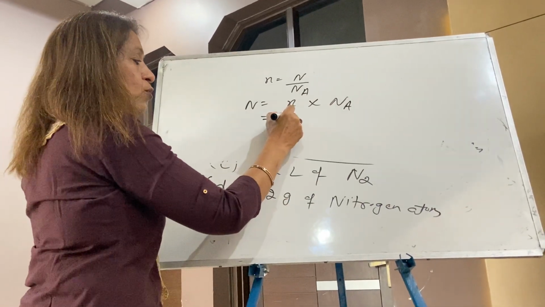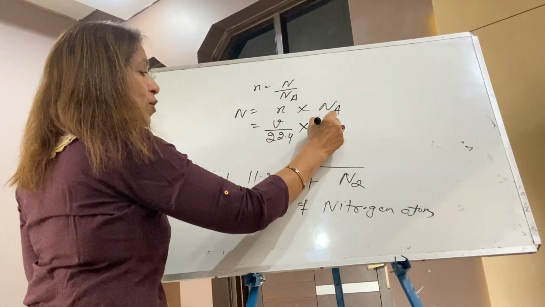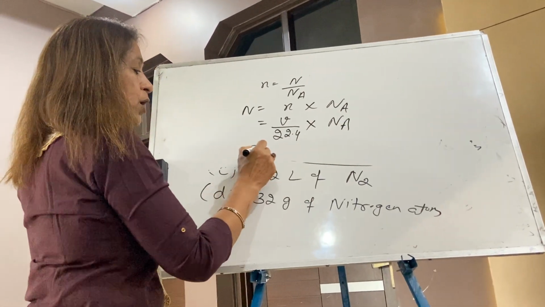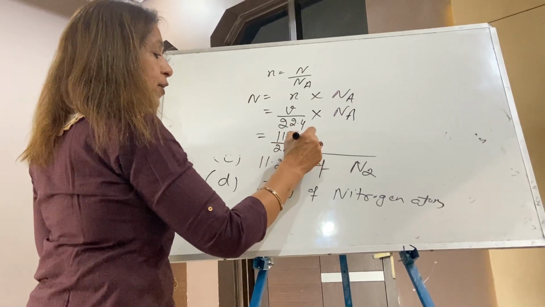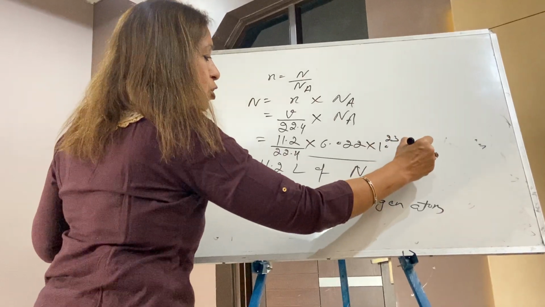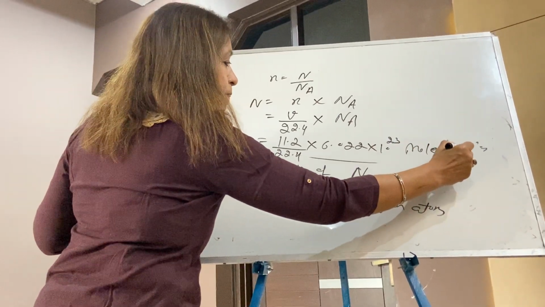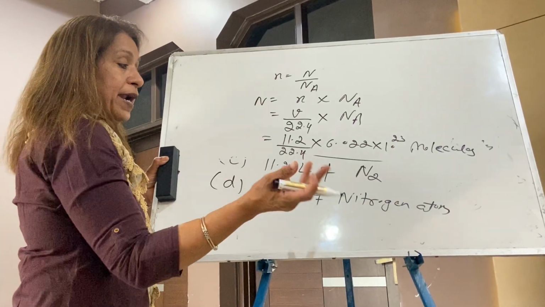Liters. Substitute the formula of volume. n is volume by 22.4 liters into Avogadro's number. n is 11.2 by 22.4 into 6.022 into 10 raised to power 23 molecules. Because it is nitrogen, and nitrogen is a gas, gas is made up of molecules.